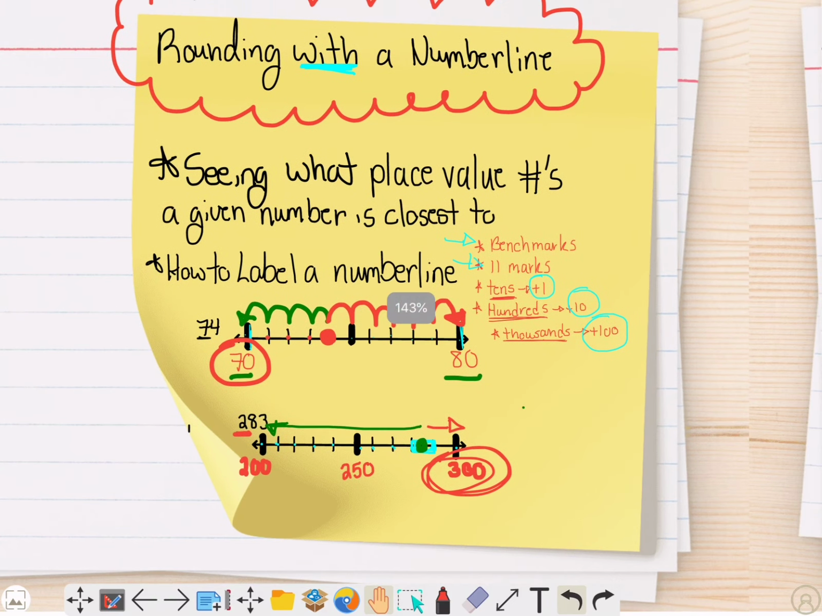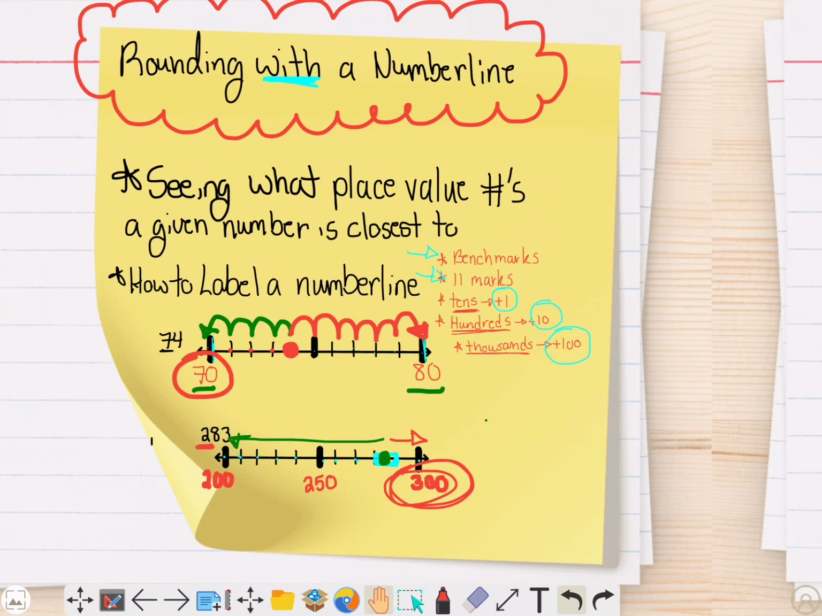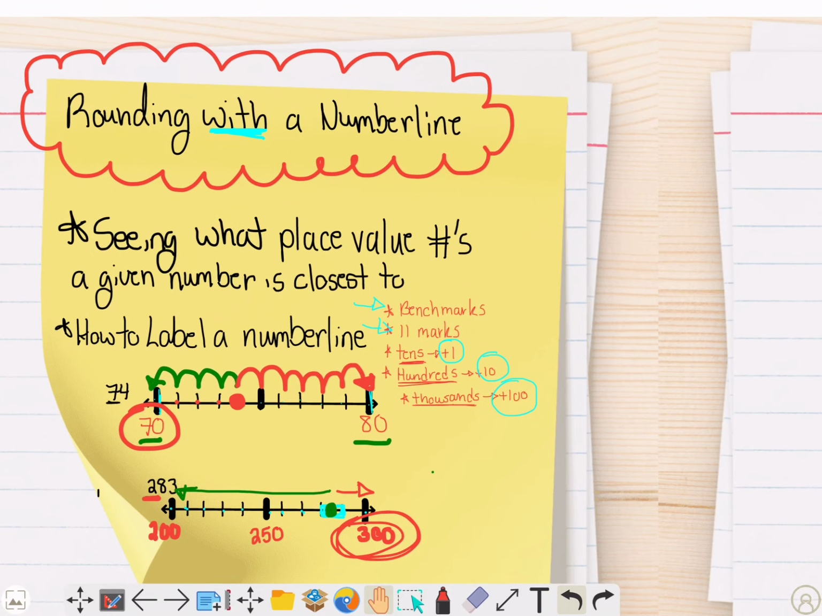Number lines: just remember these key things over here. Have your benchmark numbers, the one you start with. Make sure your number line has 11 marks. If you're rounding to the tens, go up by 1. If you're rounding to the hundreds, go up by 10. If you're rounding to the thousands, make sure you skip count by 100.